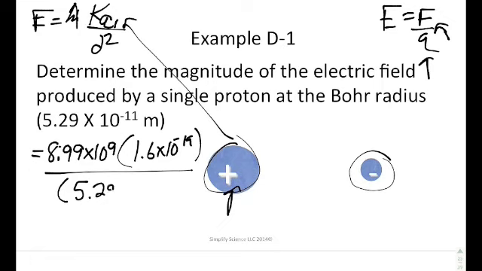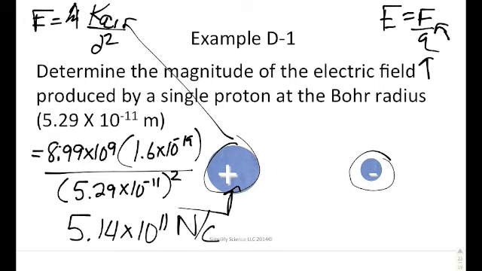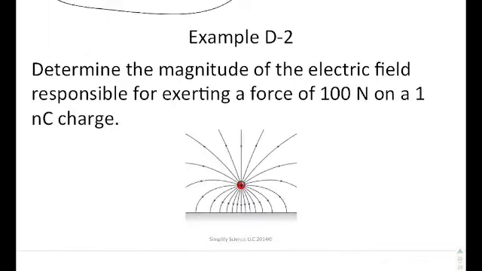Now our d is an extremely small value, so when you take that value and you're dividing by a small value squared, you end up getting a very, very large value for the electric field in this particular case. The electric field would be about 5.14 times 10 to the 11th newtons per coulomb when you divide that out, which is an extremely powerful electric field. So now let's take a look at another example.